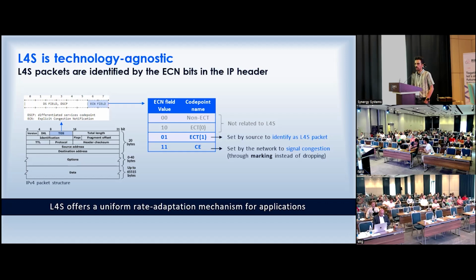Now, next thing is L4S is technology agnostic. Packets are identified by the ECN bits, and it basically offers a uniform rate adaptation mechanism for applications.